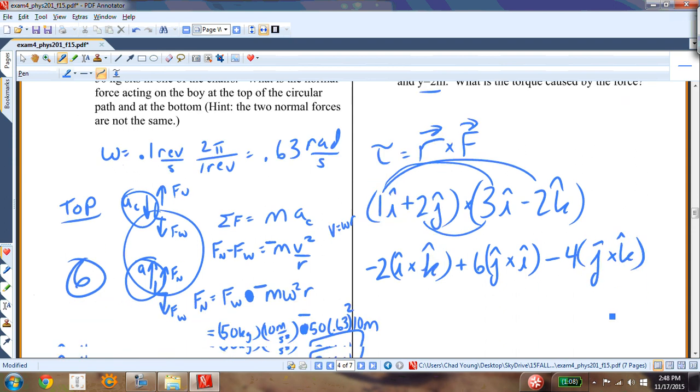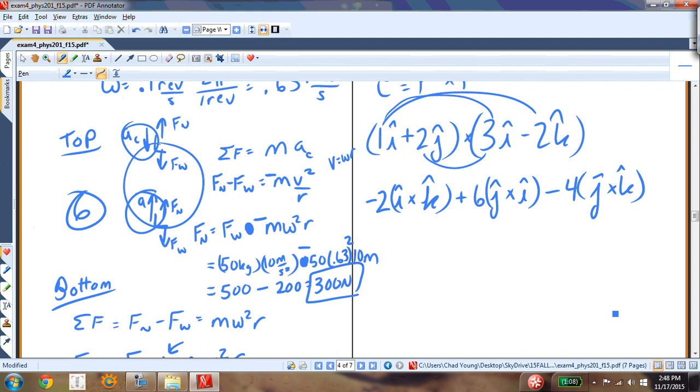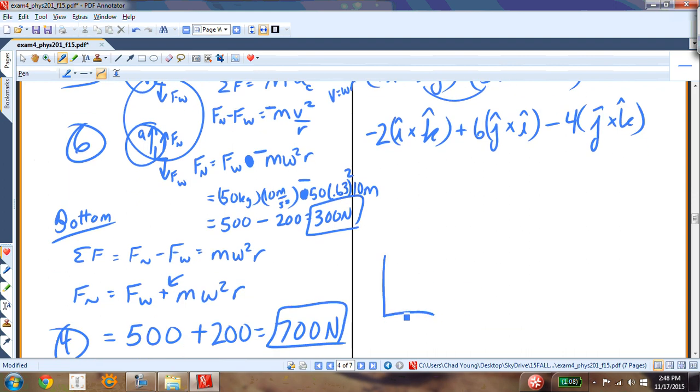Okay, now you need to convert these unit vector cross products into their right results. I like to draw my coordinate system to remind me: I, J, K, and then I can use my right-hand rule. I cross K, let's see, I fold into K, it's going to be negative J, so this is plus 2J.